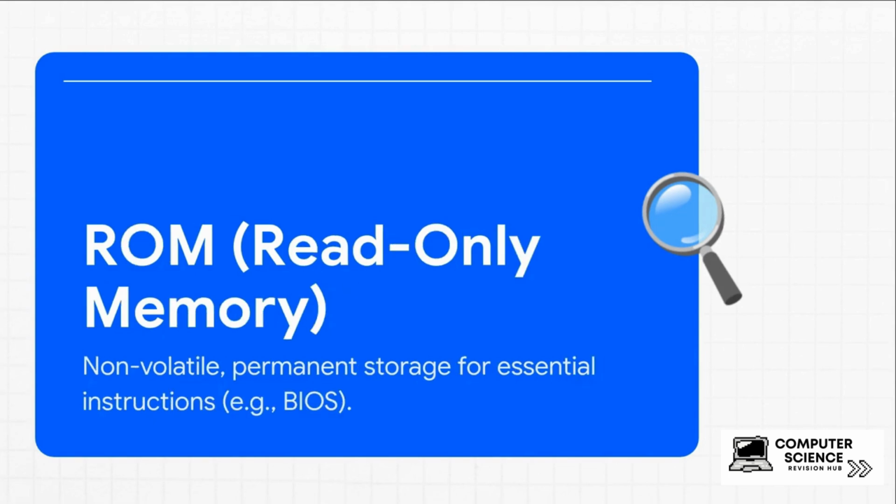So if RAM is that temporary workbench, you can think of its partner, ROM, or read-only memory, as the computer's unchangeable instruction manual, the one that's bolted to the wall. ROM is non-volatile, meaning its contents are permanent. It holds the super basic, super critical instructions your computer needs just to turn on and know what to do next. It's the stuff that can absolutely never be forgotten.